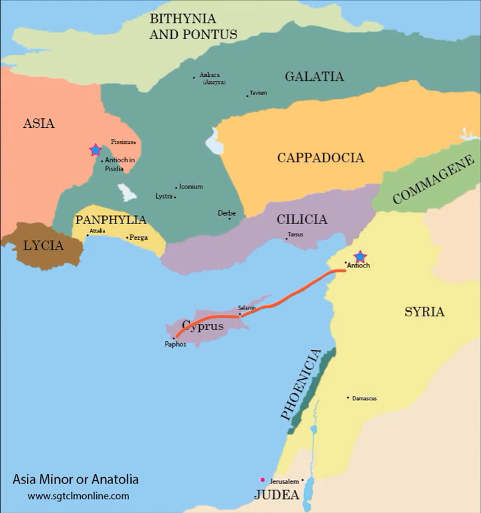But then where our concern begins is from Paphos, they took a journey up to Perga. This is where John Mark left Barnabas and Paul and went back to Jerusalem, and later we'll see that that plays a part in Paul and Barnabas's relationship. From Perga, they travel up to Pisidian Antioch. Now here they are in Galatia, the region of Galatia.